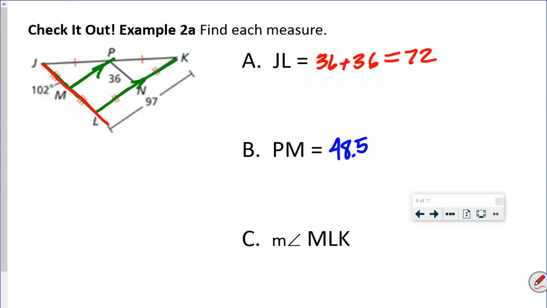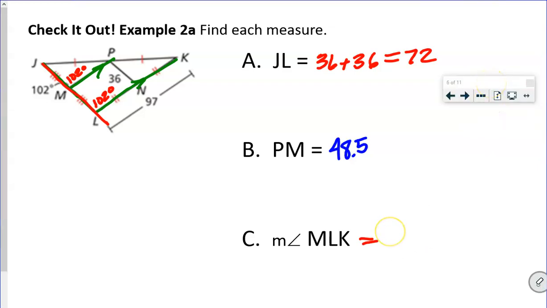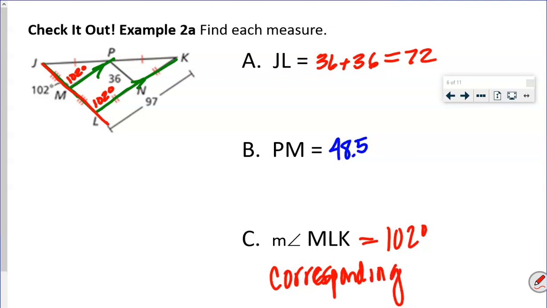It says that this angle up here is 102. So isn't that angle right there 102? Why are they congruent, y'all? Because they're corresponding angles, aren't they? So let me write that a little clearer. This angle was also 102, and that's because they are corresponding angles, right? This angle would have been congruent with that angle, because they are on the same side of the transversal and on the same side of the parallel lines.